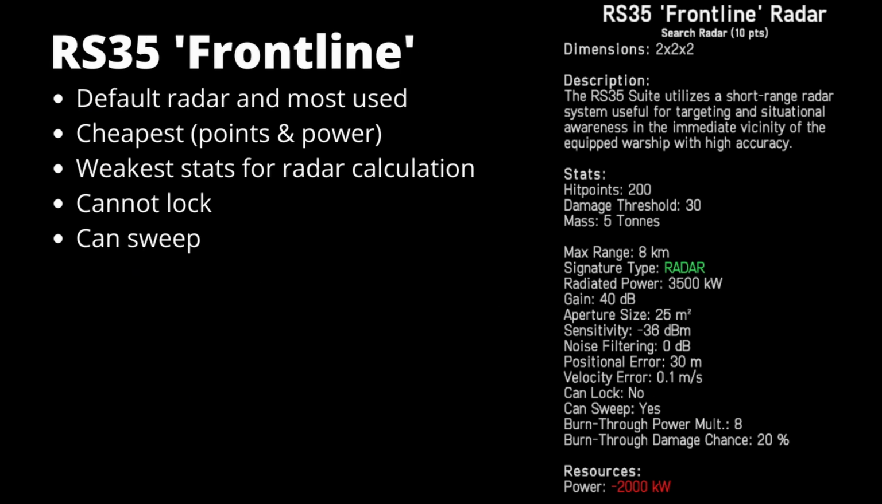So let's have a look at the RS-35 frontline. This is your default radar and it'll be mostly used by most people most of the time. It is the cheapest in both points and power. However, it does have the weakest stats by far for all radar calculations. It also cannot lock, however it can sweep. So there's nothing wrong with using the frontline. You just need to realize that you're going to have to get fairly close to some things before you see it. However, you're probably going to be able to see most of the large stuff.